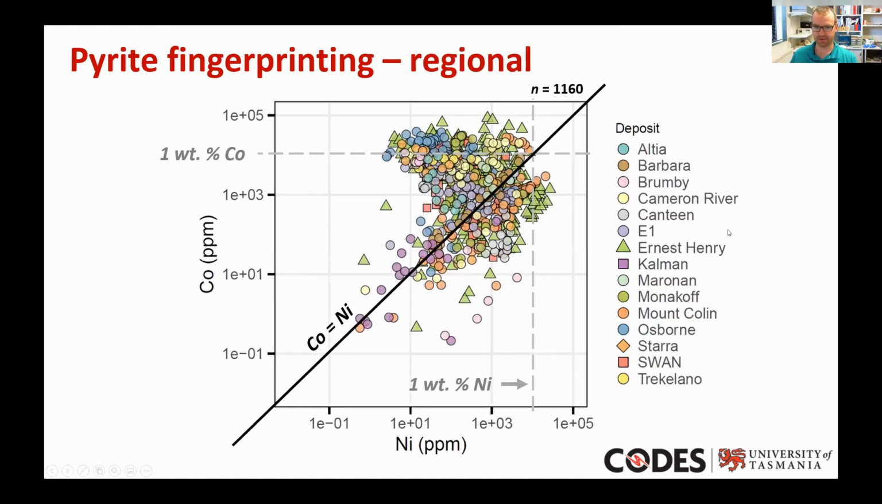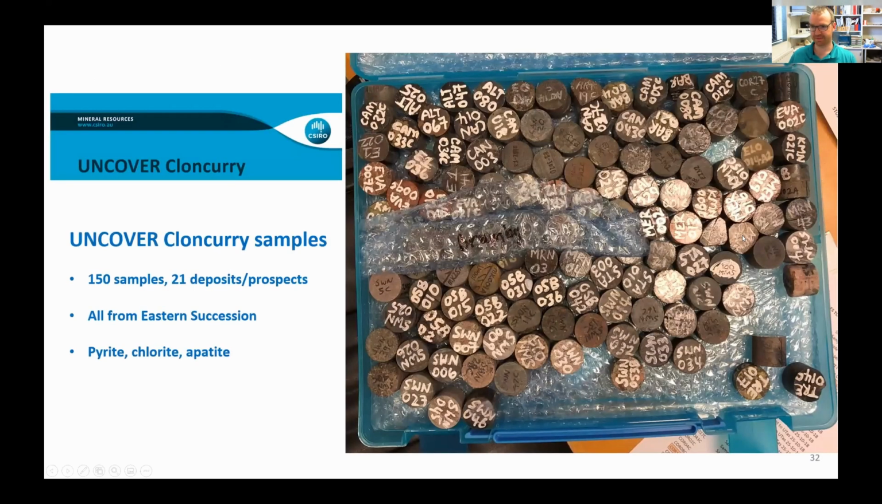If we look at the entire Cloutier district with over 1,000 analyses, it's the same story. But here we have that lesser trend a little bit more pronounced. This is the dominant trend all across the Cloutier belt. Speaks for itself. Now, about the district, the Cloutier district and those samples. Here they are. Thank you very much, Jim, for sending these samples. They really helped us to get started with this work. 150 samples, 21 deposits, prospects.